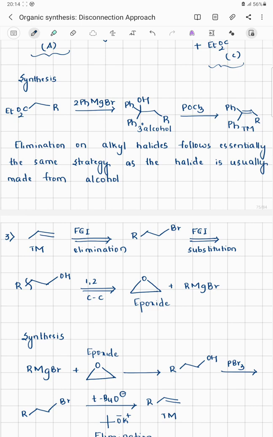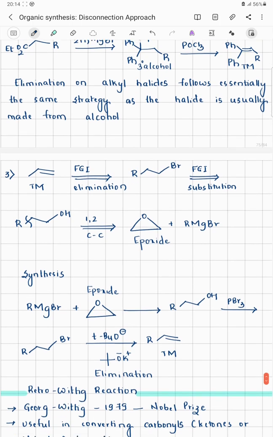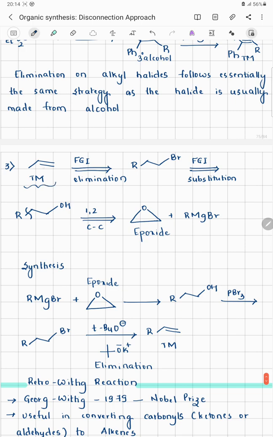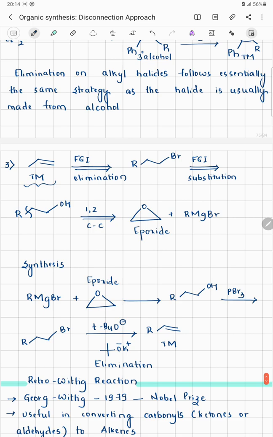That means once the elimination takes place, we can easily observe that I can synthesize an alkene system, and hence elimination with alkyl halides is nothing but elimination of a halide so that an alkene is synthesized. Now for example, if this is my target molecule having an alkene system, under functional group interconversion I can convert this into a halide system. Under functional group interconversion, this Br can undergo a substitution reaction and Br can be converted to an OH.